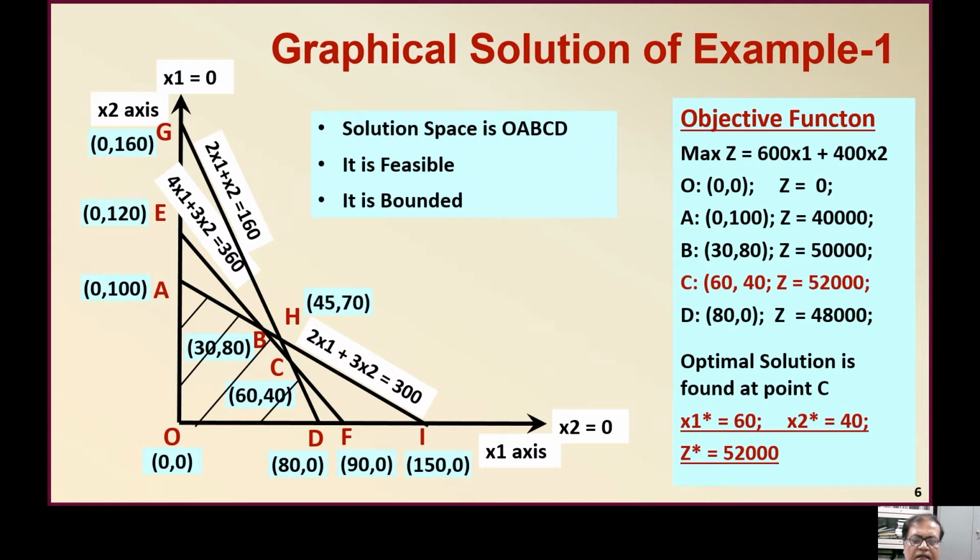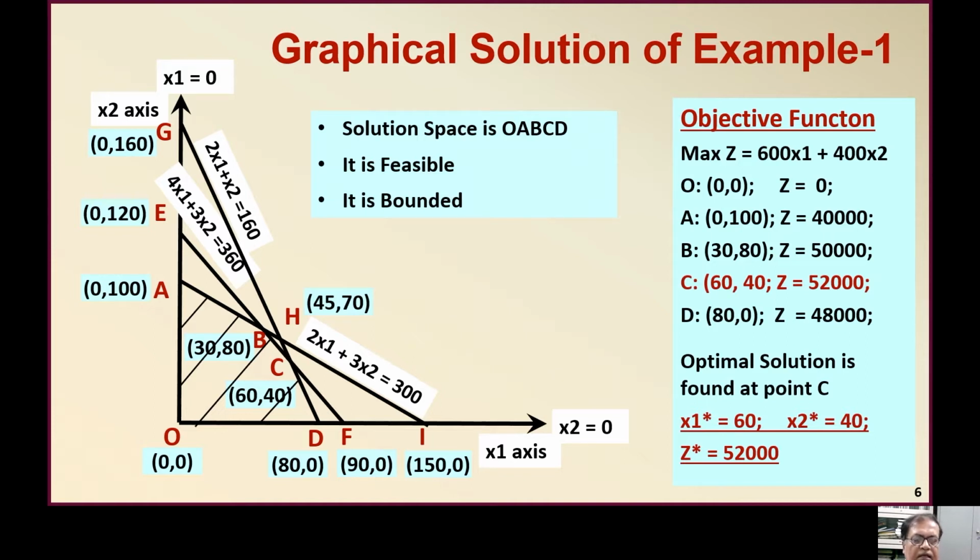So out of all these, it is very clear that C is our optimal point, which is 60, 40. Therefore the optimal solution is x1 star equal to 60 and x2 star equal to 40 and z star equal to 52,000.